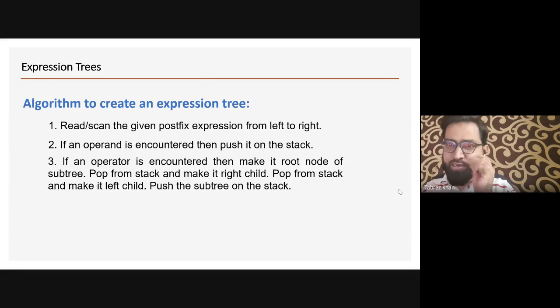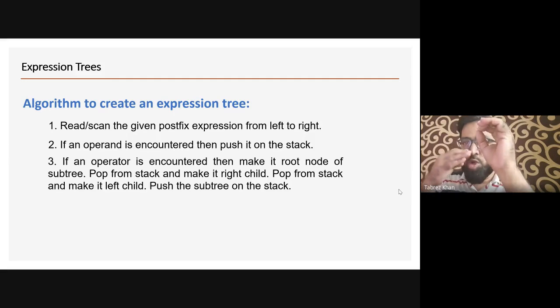It appears little tricky, but it is simple. If an operator is encountered, then a node will be made out of this encountered operator. That node will become the root node of a subtree which we are just preparing now. So the encountered operator becomes the root node of the subtree. Then we'll perform one pop operation. Whatever we pop from the top of stack, that becomes the right child of this root node.